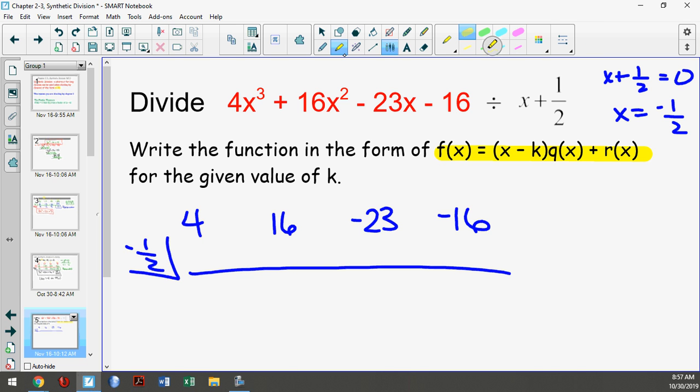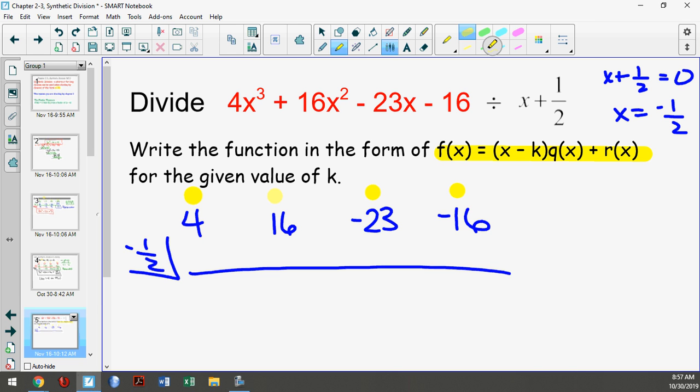And what do I always do after I do that? Check to make sure you're not missing any space holders. So here this is going to be 4x cubed, 16x squared, x to the first with a negative 23, and then my constant. I'm not missing anything. Do we all understand that?